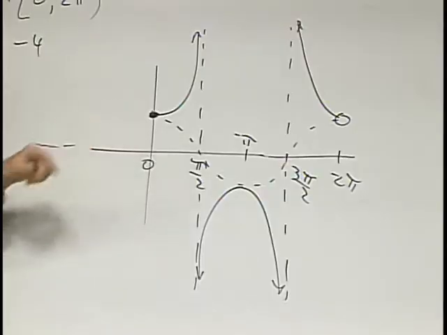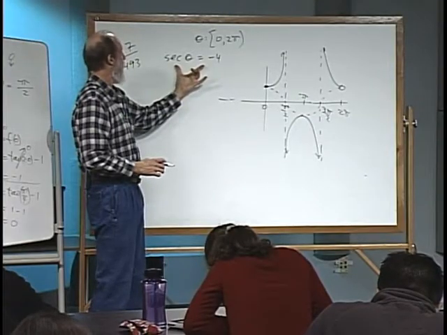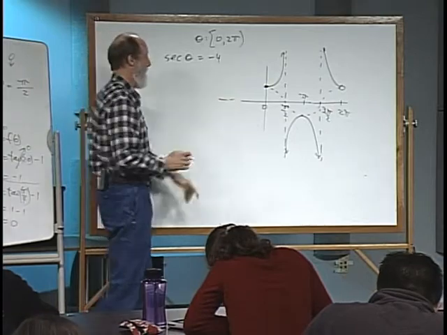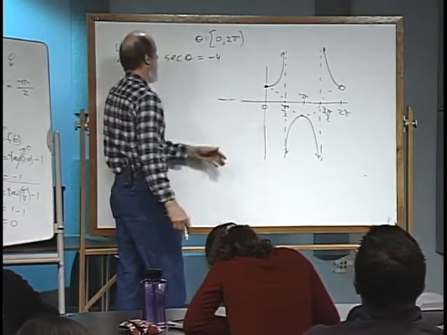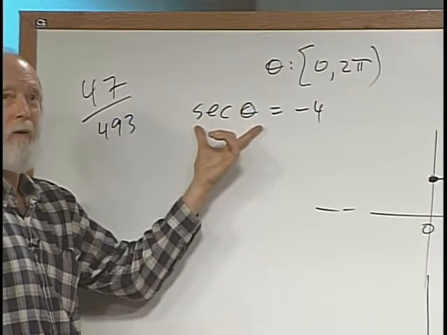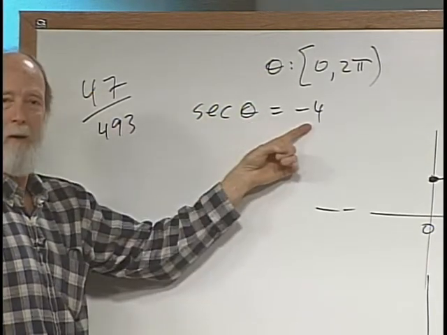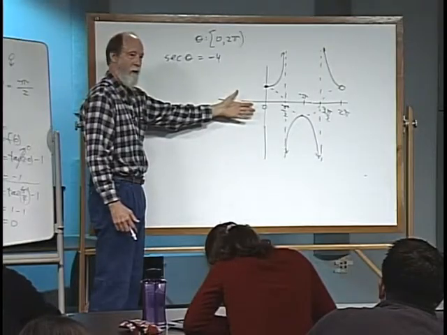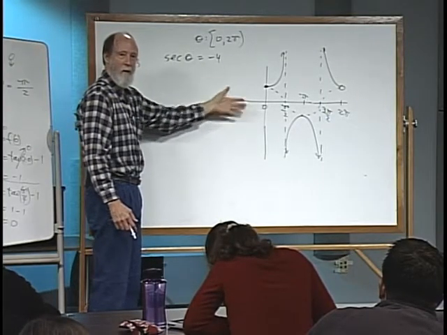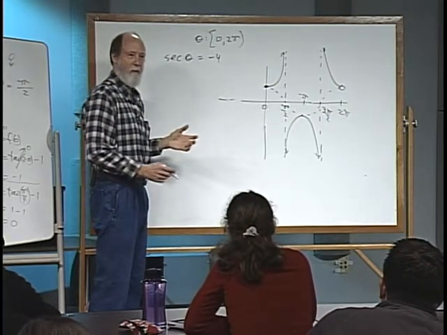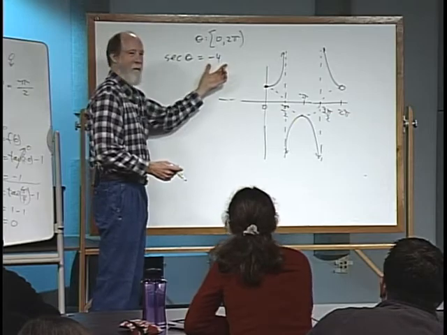Everybody okay? So, where is the graphical solution to this equation sit on this picture? Where's this output value, this y value here? Where's this y value equal to -4? Come over and look at the picture. Help me. I see some puzzled looks. Huh?